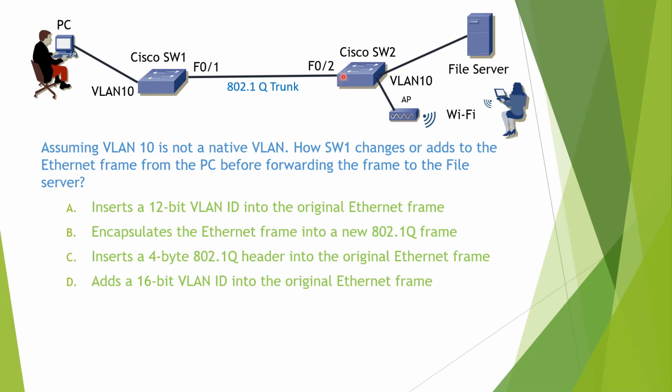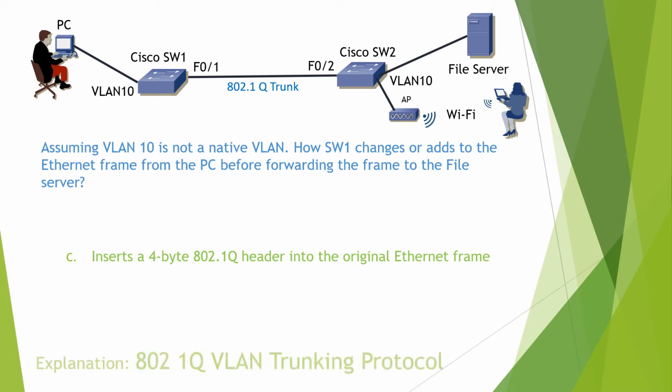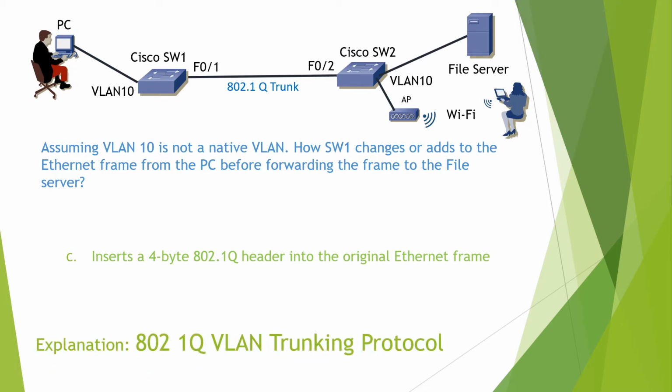And when the frame gets to switch 2, it will read the header and see that the frame belongs to VLAN 10. It will remove the header and forward the frame to the file server. Therefore, the answer for this question is C. You can find the detailed explanation for this question in the video, 802.1Q VLAN trunking protocol.